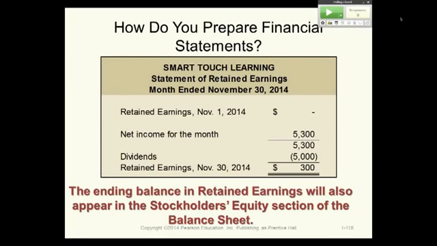Now this example assumed that retained earnings started with a 0 balance at the beginning of the month. Net income for the month comes from where? Where'd you get that number from? The income statement. So this is the idea of articulation. You had to prepare the income statement first. It feeds into the statement of retained earnings, and then of course the dividends are paid. And again, the source of the dividends is going to be coming from the accounting equation.